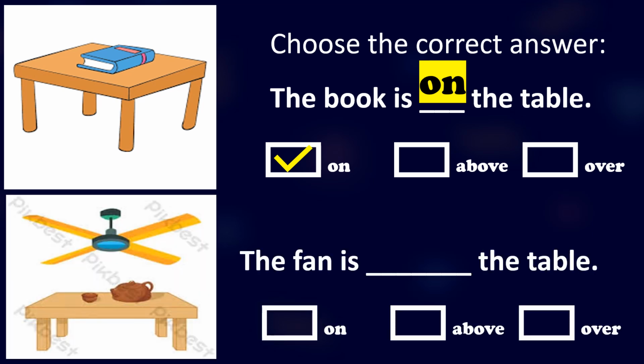The next example is: the fan is dash the table. And again the three options are on, above and over. Do let me know which one is correct. Very nice. Above. Above is used here because the fan is not touching the table. It's far away from the table.